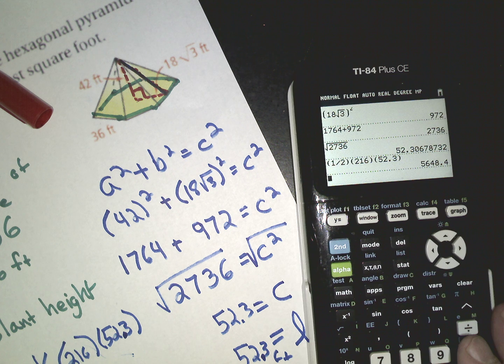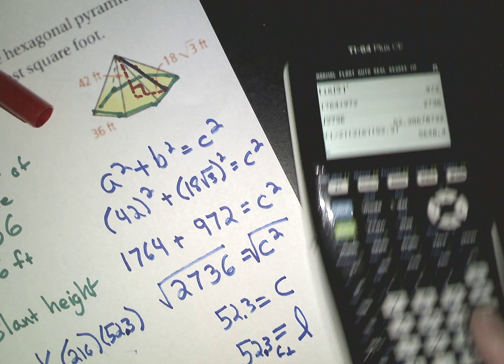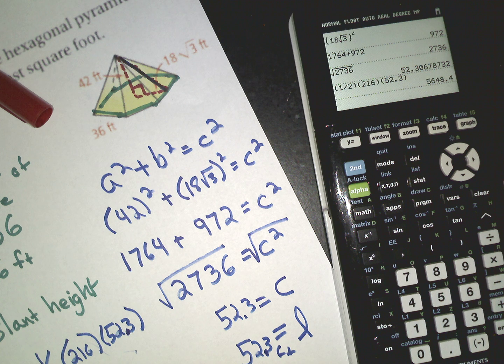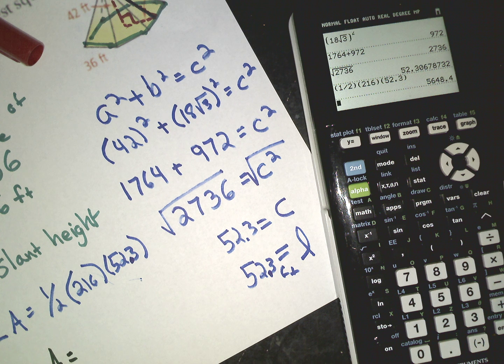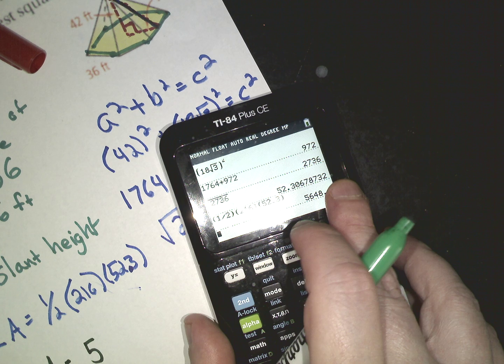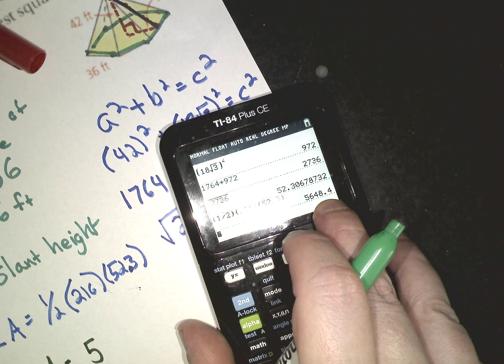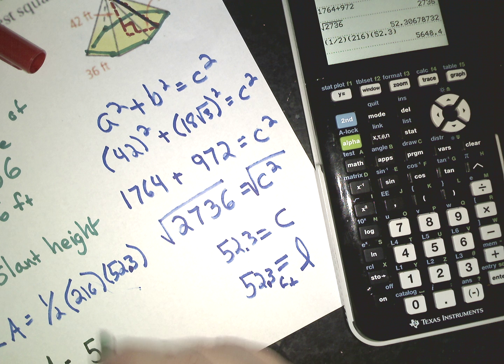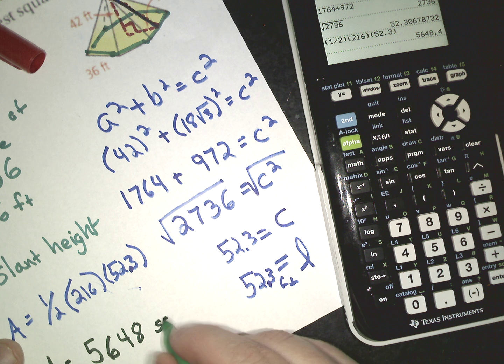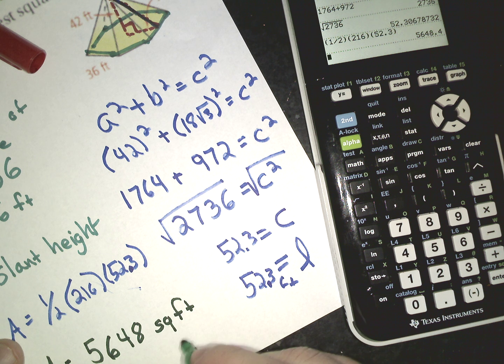I know this was a tough one, guys. But our final area: if you went out to put a tarp on top of this pyramid, you'd need a tarp with an area of 5,648.4. They say round to the nearest square foot, which means I round down. 5,648 square feet. Or you can write it feet squared, however you like to write that. Same thing.